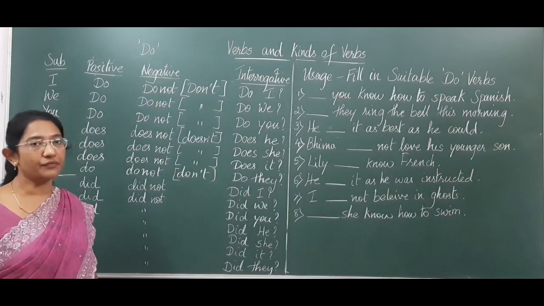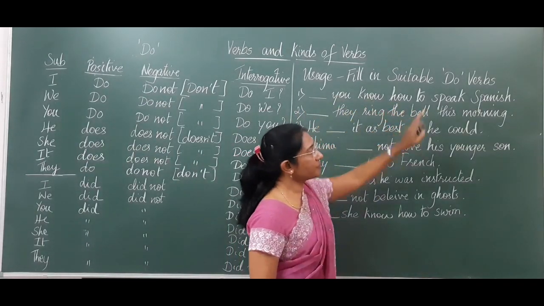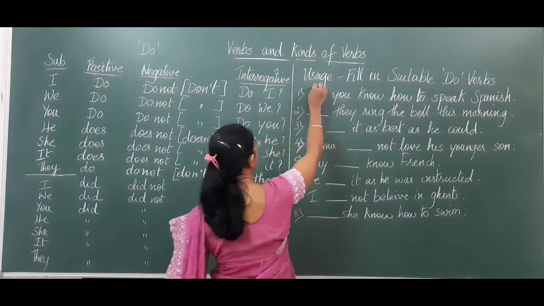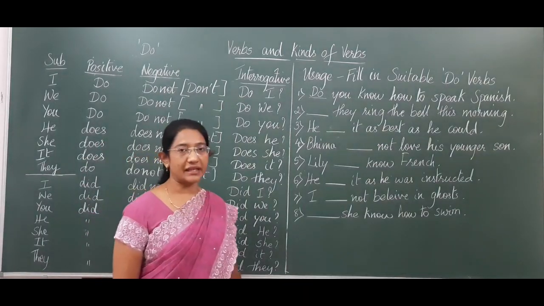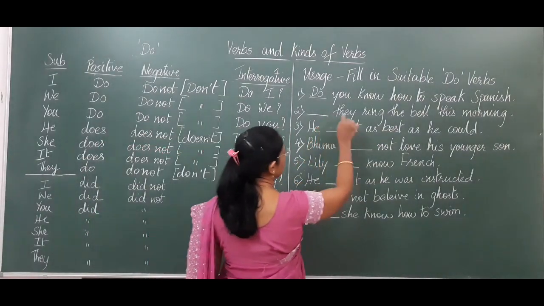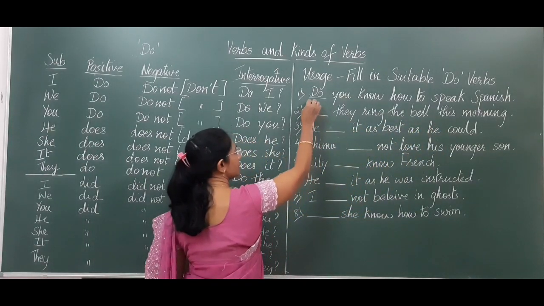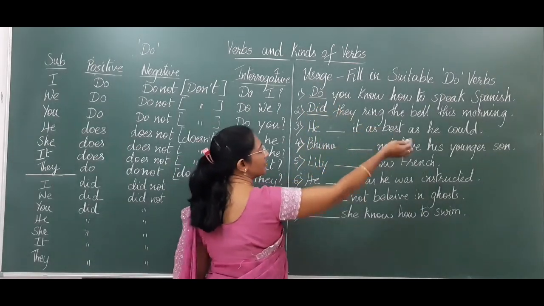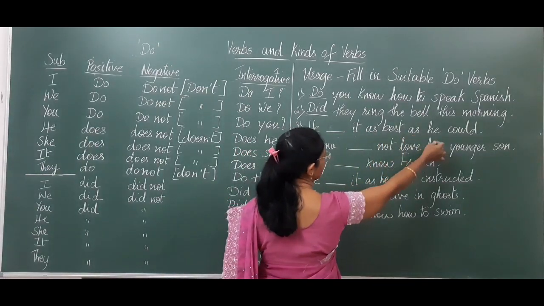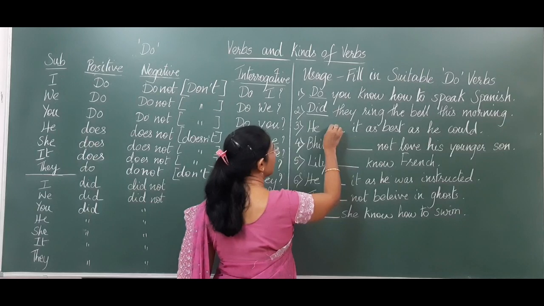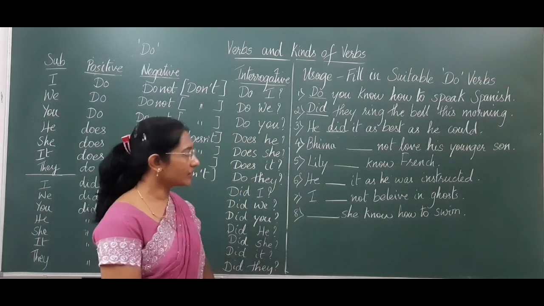The usage of do verbs: dash you know how to speak Spanish takes do you know in present tense form. Second sentence: dash they ring the bell this morning. So it denotes the past action. Did they ring the bell this morning? He dashed it as best as he could. He, in past tense, did it as best as he could.